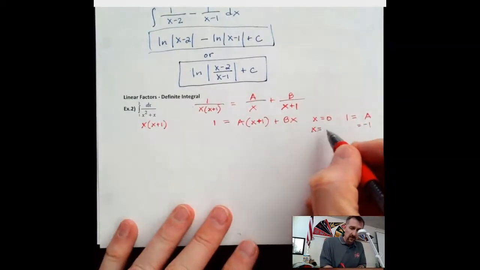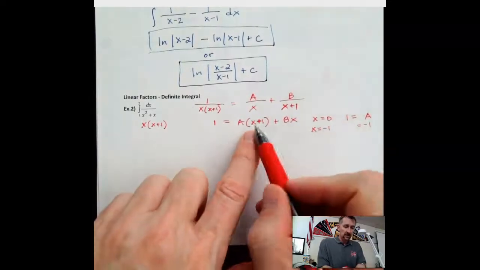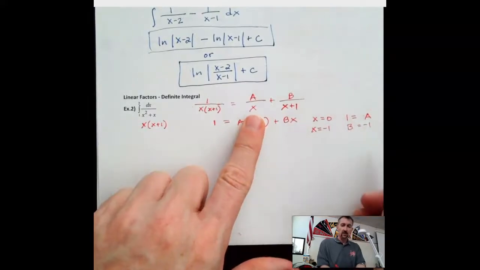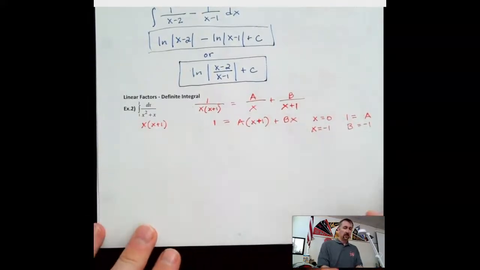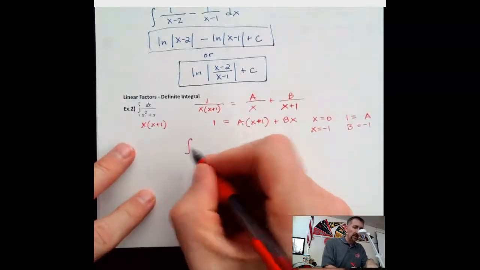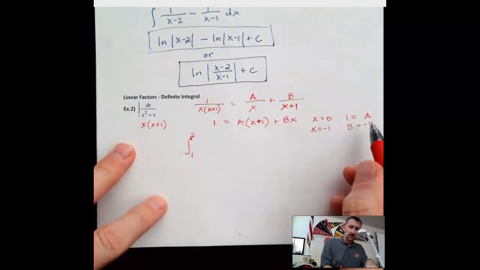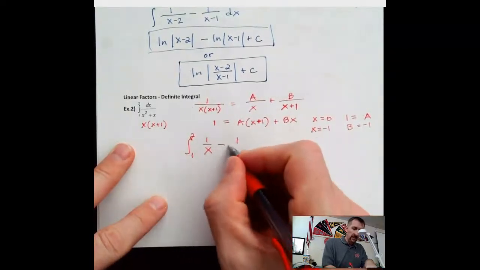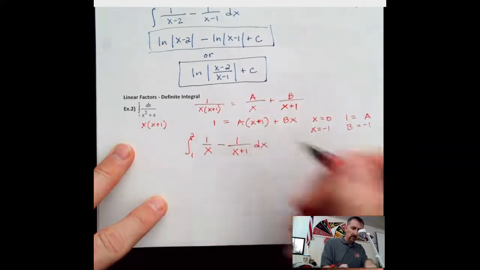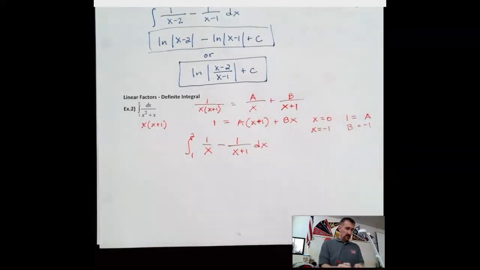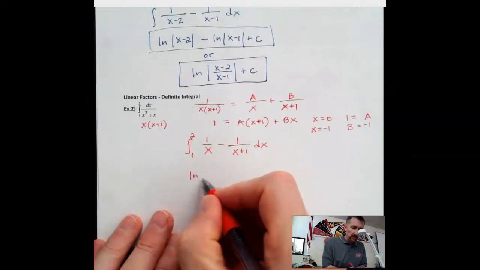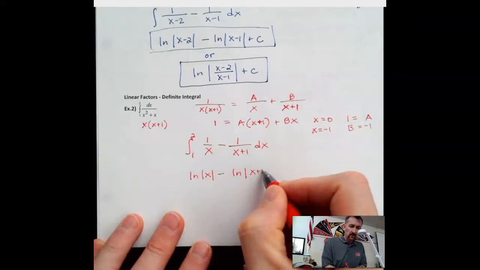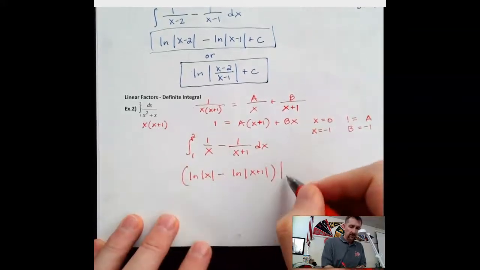So if we let x equal negative 1, then this would be 0, and that would be negative b. And then we can divide both sides by negative. So b equals negative 1. Okay, so now we're going to integrate from 1 to 2. A was 1, so we're going to have 1 over x minus 1 over x plus 1. So that's going to be the natural log of x minus the natural log of x plus 1 from 1 to 2.